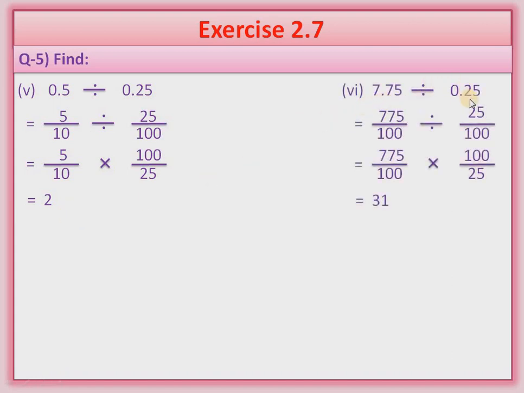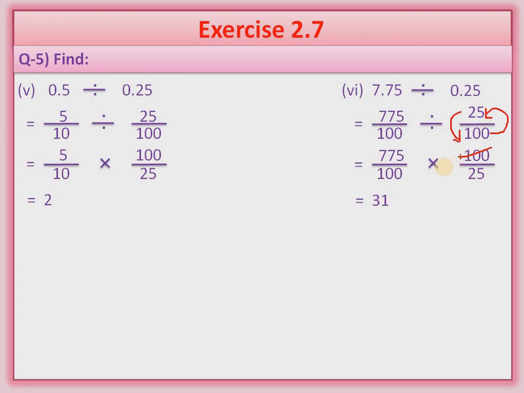7.75 divided by 0.25. So 775 upon 100 divided by 25 upon 100. So look at this side. We are going to convert the division symbol into a multiplication symbol. So on the third step, the denominator will go in the numerator and the numerator will go in the denominator. This rule you know very well. So 775 upon 100 multiplied by 100 upon 25.